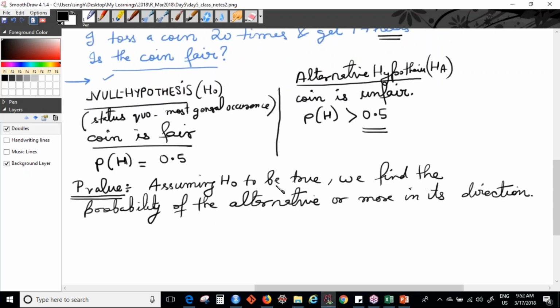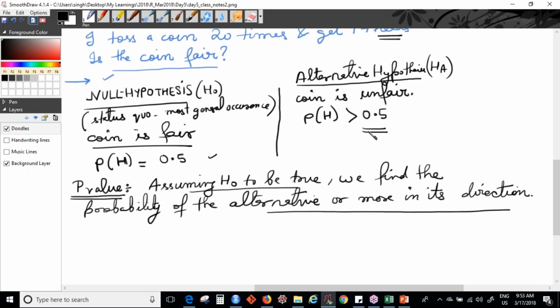A lot of people understand it and then they remember. A lot of people remember and then they understand. So it's up to you. What it means is, in this example, you first assume your null to be true. So I have assumed the coin to be fair, so my probability is 0.5. That is the assumption. So assuming the null to be true, I will find the probability of the alternative or more in its direction. So what is the direction of alternative? Can somebody tell me? The direction of alternative I have given is probability of head is greater than 0.5.